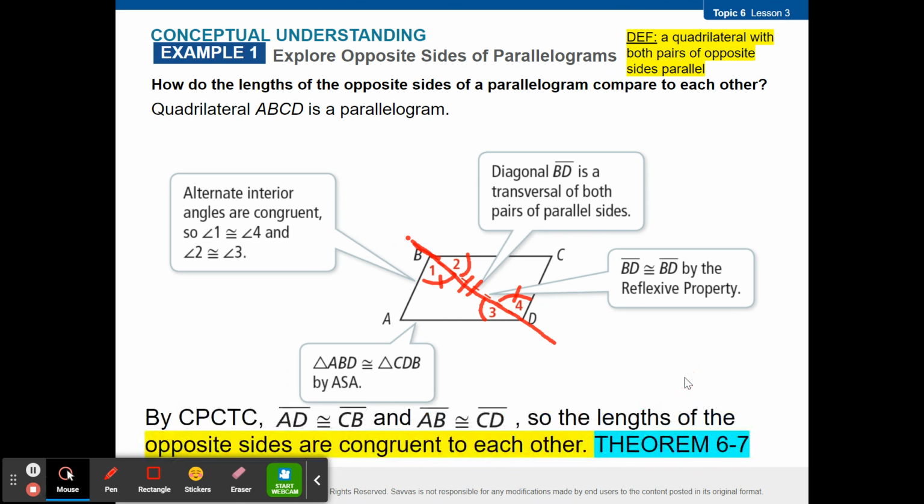Okay, the next thing we're going to need here is, so in this case, by CPCTC, AD would be congruent to CB and AB would be congruent to CD. So the lengths of the opposite sides are congruent to each other. All right, so that's theorem 6-7. Because of CPCTC, this is congruent with that. In fact, I'll label it. That might be easier for everybody. This would be congruent with this, and this would be congruent with that. So that's how we know the sides across from each other in a parallelogram are congruent.